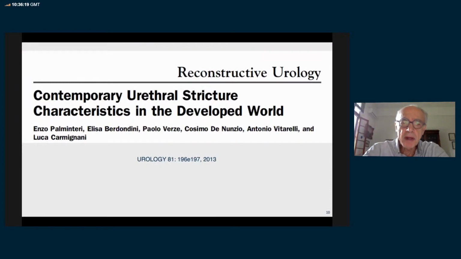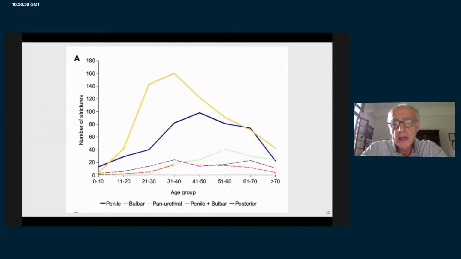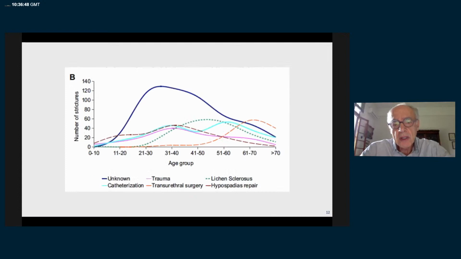A very interesting paper by Pomitieri reviews the characteristics of urethral stricture in the developed world. They found that the most common location of stricture in the urethra is the bulbar urethra, followed by penile. And the age of about 20 to 40 years is the most frequent age of occurrence. But also important is the etiology. Most cases are unknown, but many cases are provoked by catheterization or transurethral resection. So we play a big role in this disease. We can improve and decrease the rate of urethral stricture with our knowledge and care in these procedures.